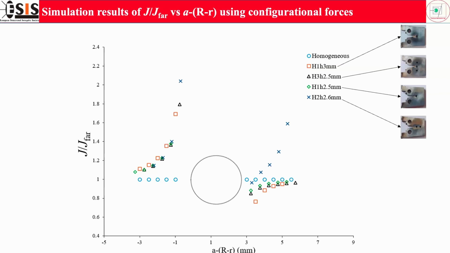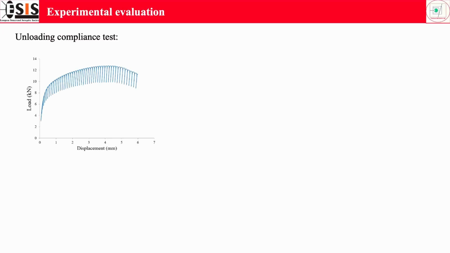Now let us look into the experimental work which I have done to see the impact of the hole on a specimen. For the experimental work, I have performed the unloading compliance test, and from the unloading compliance test, I have tried to find out the value of the J integral. And as we know, the J integral can be found out with the help of the elastic component of J integral and plastic component of J integral.